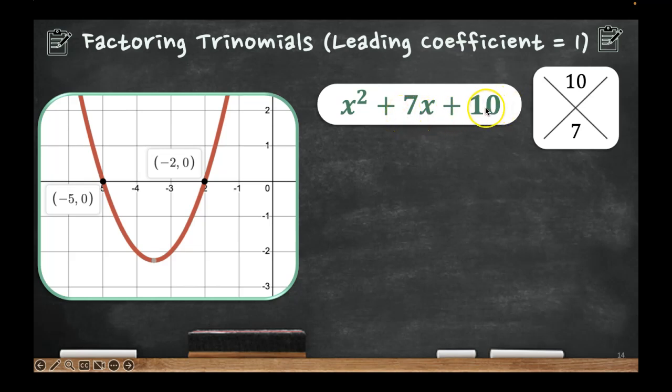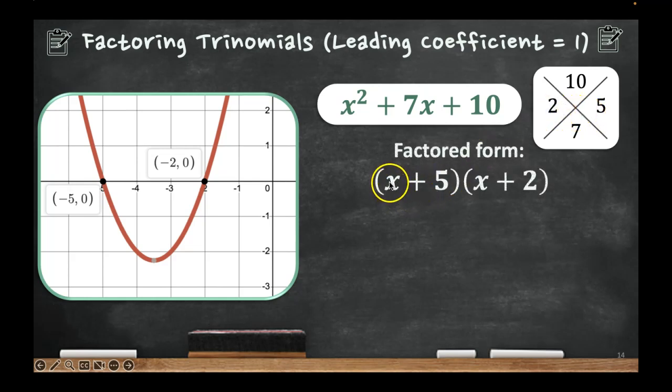If you think of the constant 10, you have 10 and 1, because 10 times 1 is 10, and you have 5 times 2, because 5 times 2 is 10. 5 and 2 also add to get 7, so those would be your two factors, a positive 2 and a positive 5. You would write that out as x plus 5 and x plus 2. Those are my factors. This is my factored form. This factored form is equivalent to your initial trinomial.